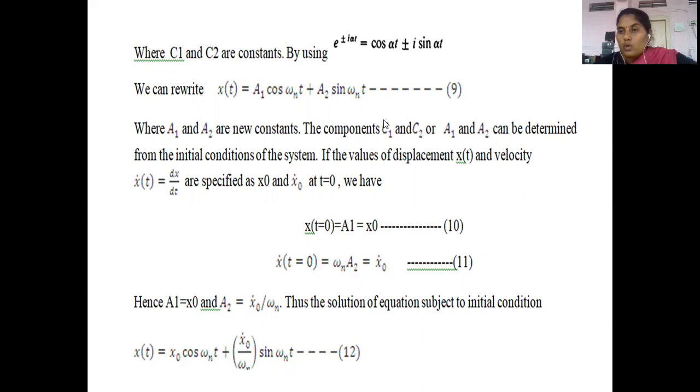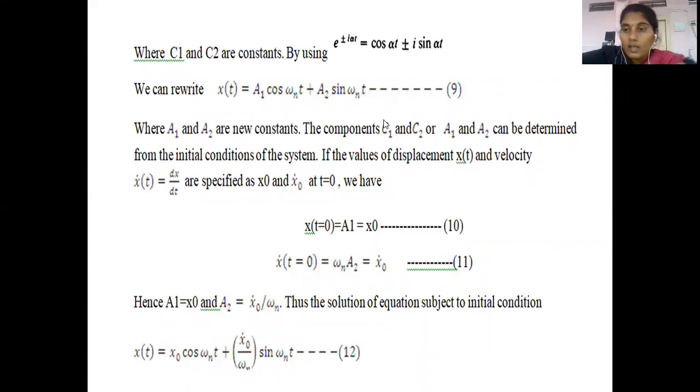C1 and C2 are constants. By using e raised to plus or minus i alpha t is equal to cos alpha t plus i sin alpha t.